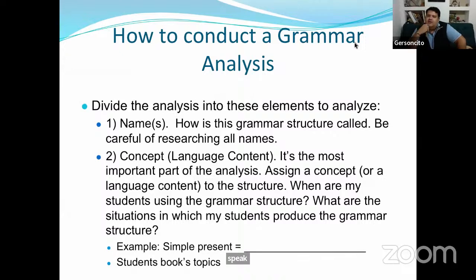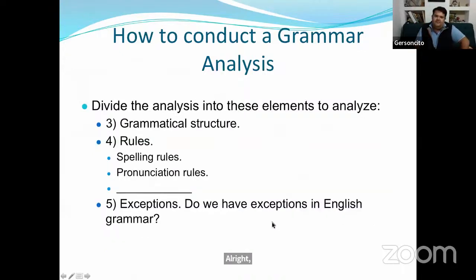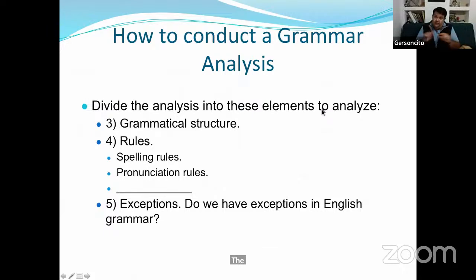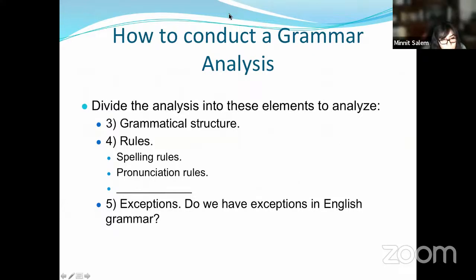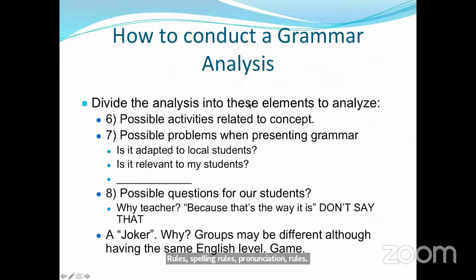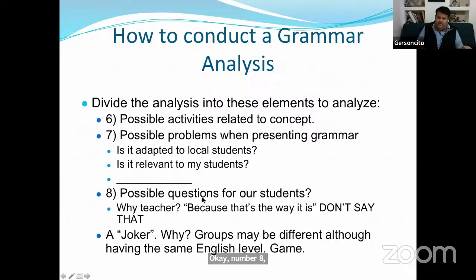All right. Now, number 3. María Teresa, you here? No. Number 3, Andrea. The grammatical structure. Very good. And in number 3, we're going to check all the structure. Number 4, Salem. Rules, spelling rules, pronunciation rules. Very good. María Teresa, you're here? Yes. Okay, number 8. No, espera. Me pasé, ¿verdad?